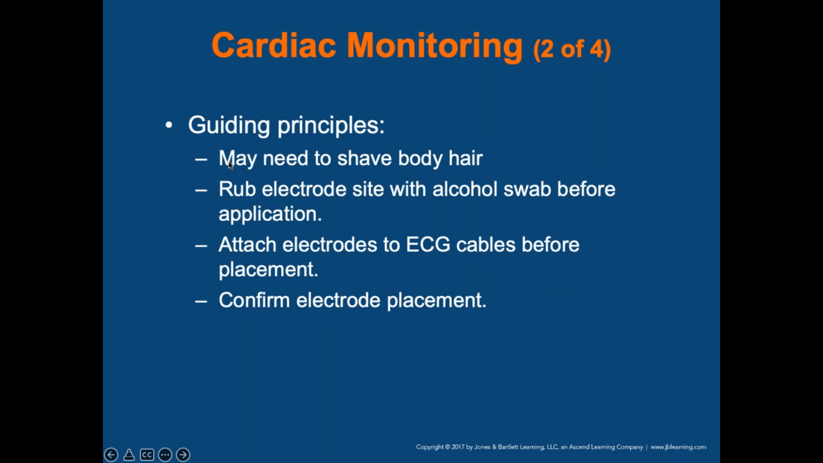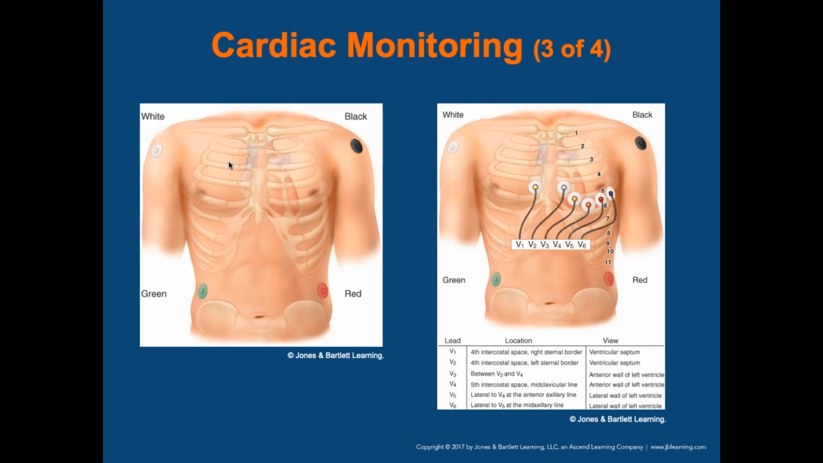So some guiding principles: you may need to shave body hair. If they have a lot of body hair, you need to shave it off. Rub the electrode site with an alcohol swab before application. Then you're going to attach the electrodes to the ECG cables before placement. Then we're going to confirm electrode placement by looking at the pictures as you can see here.